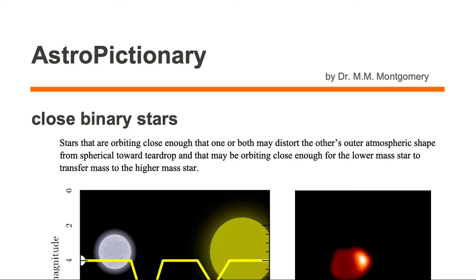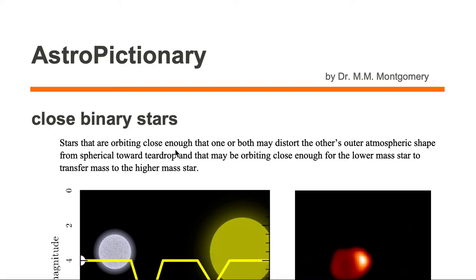Close binary stars are stars that are orbiting close enough that one or both may distort the other's outer atmospheric shape from spherical toward teardrop, and that may be orbiting close enough for the lower mass star to transfer mass to the higher mass star. Let's take a look at the first part of this definition.